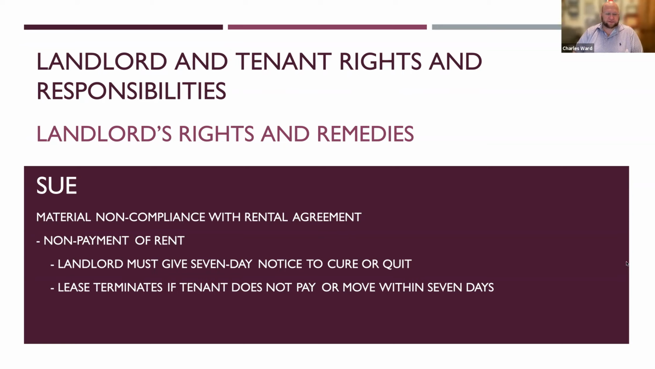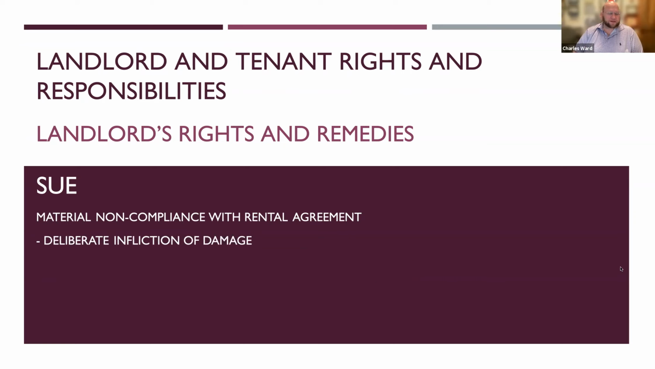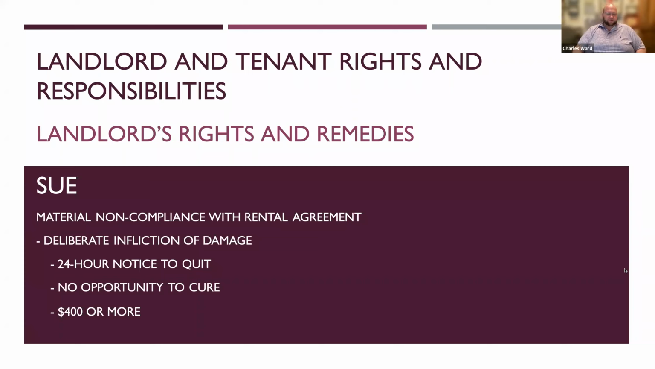Deliberate infliction of damage. Obviously, if someone's there punching holes in the wall or what have you, and it's obviously deliberate, then the landlord can just give a 24-hour notice to quit. And since the damage is deliberate, there's not an opportunity for the tenant to cure the problem. With negligence, maybe there may be an opportunity to cure, but if it's deliberate, no. And the deliberate infliction of damage has to be more than $400, which in this day and age is not really that high of a bar to clear. But we need to know that we're not just talking about putting nail holes in the wall.